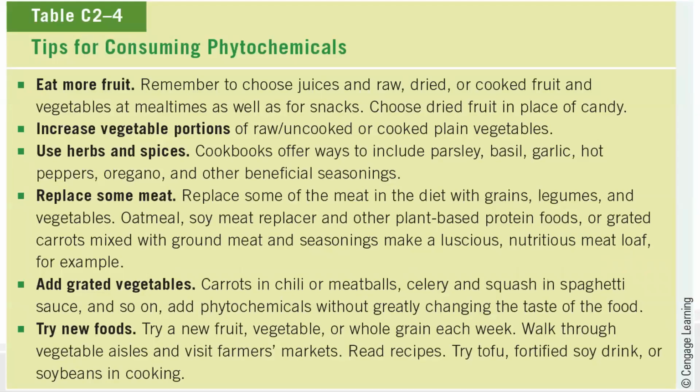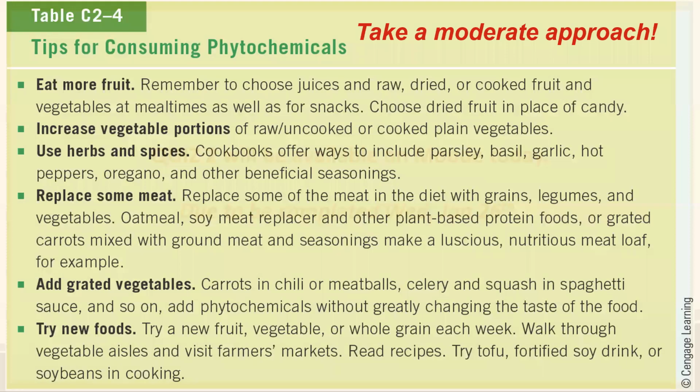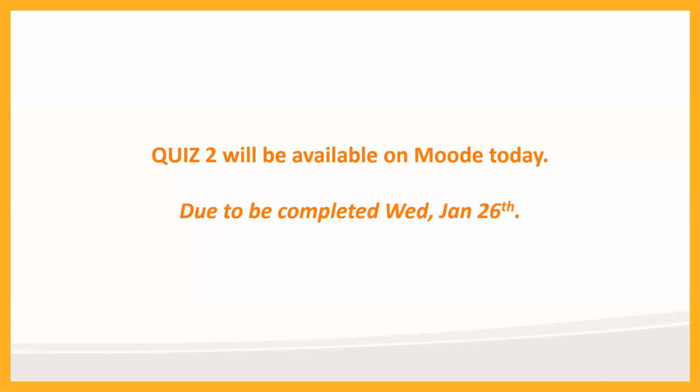Some tips here from the textbook. All the same tips we've seen before. Eat fruits and vegetables. Look for replacing high fats with better fats, all those kind of things. You can take a read at this anytime you like. Take a moderate approach. That's kind of the bottom line. So I realize we're out of time, and that's exactly where I wanted to finish today. So this is the end of topic 2.